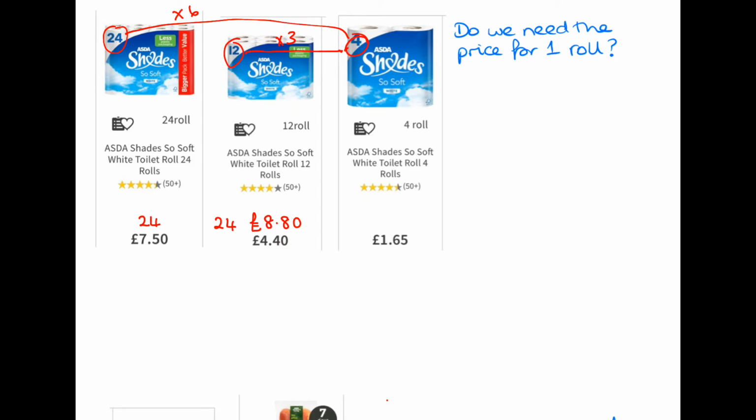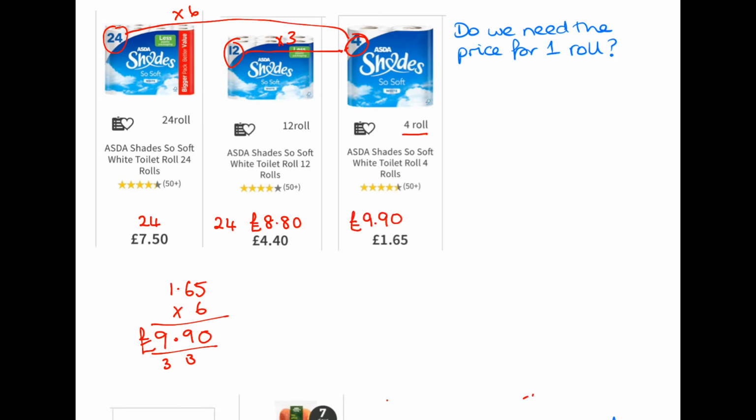And let's see with the last one. Okay, we get 4 rolls at the moment, so 4 times 6 is 24, so we'd need to do £1.65 times 6, so 5 6s are 30, 6 6s are 36, add the 3, it's 39, 1 6 is 6, add the 3 is 9, so that gives us £9.90.